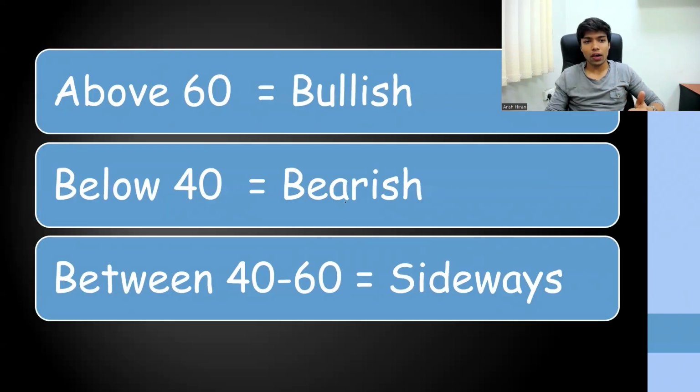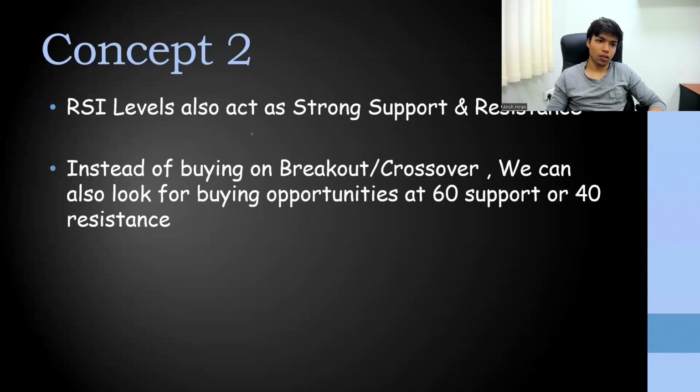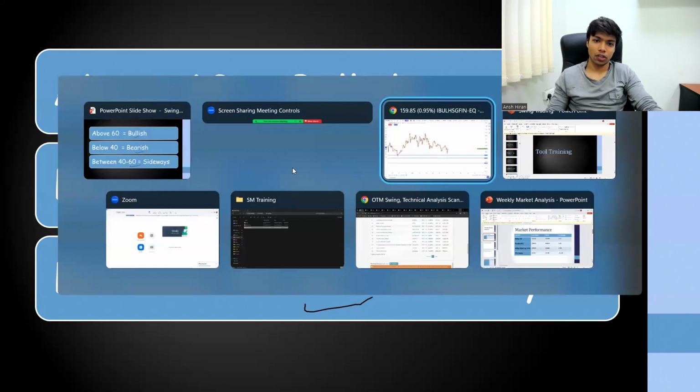These are the golden rules of RSI: above 60 bullish, below 40 bearish, between 60 and 40 sideways. Note this down in your notebook. Golden rules of RSI: above 60 bullish, below 40 bearish, between 60 and 40 sideways. All right, now you have noted them down.